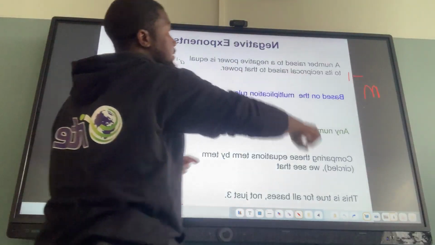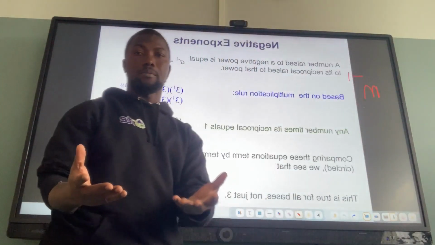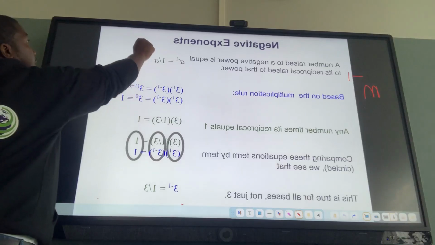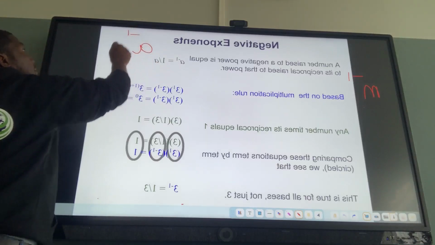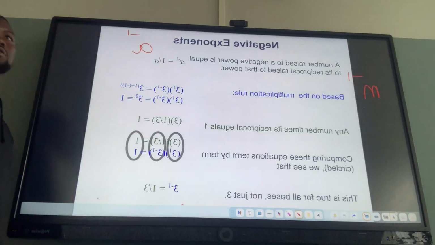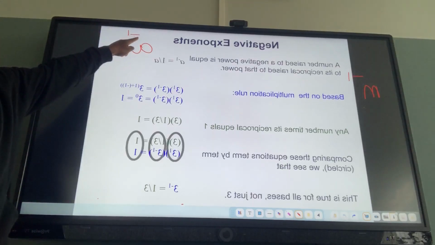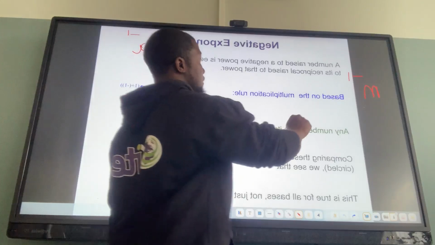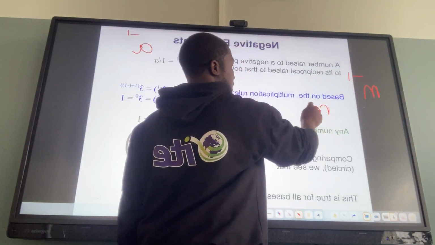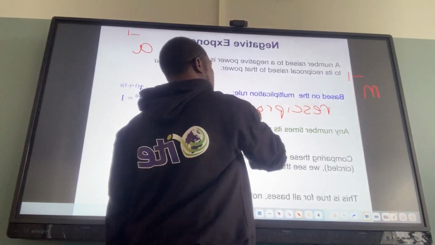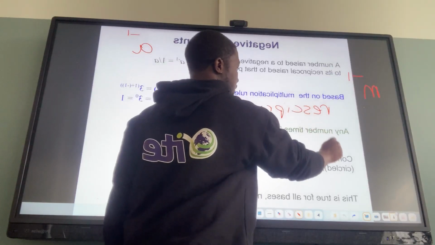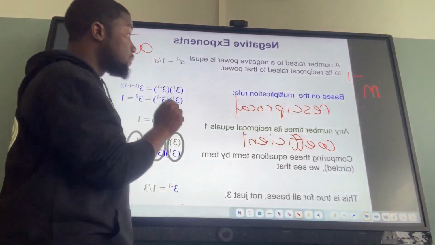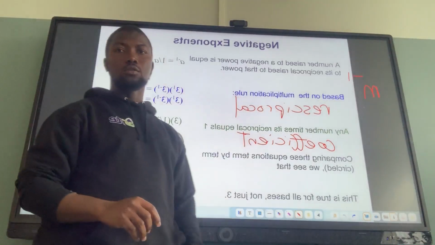Now, how do you write this number without a negative power? That is what we need to learn right now. How do you write a term in a negative power without the power being negative? How do you nullify this negative sign? How do you remove this negative sign? Now, first, there are two keywords that I will talk to you about. One is reciprocal, and the other term is coefficient. These are two very useful words that you need to remember.